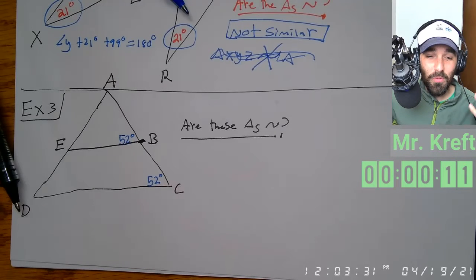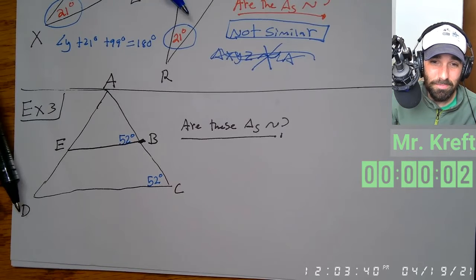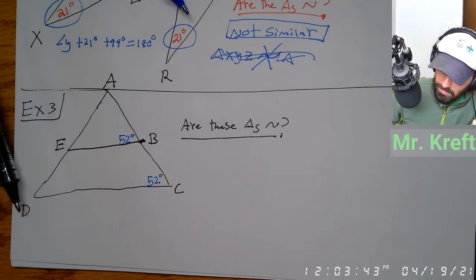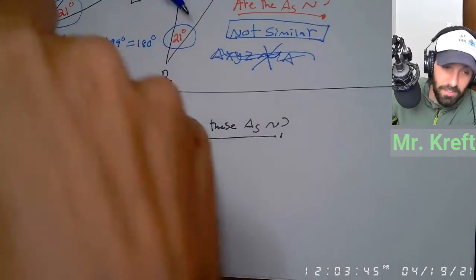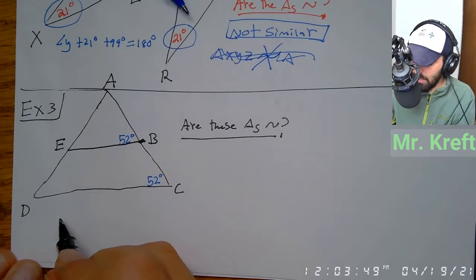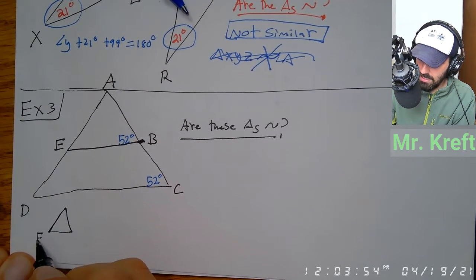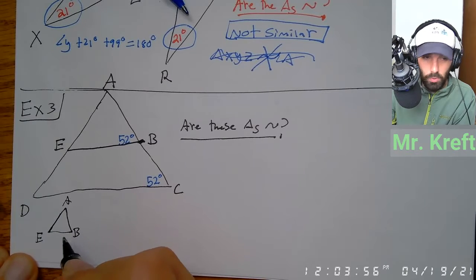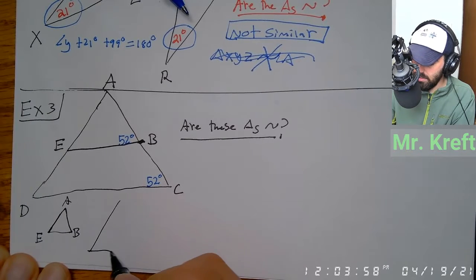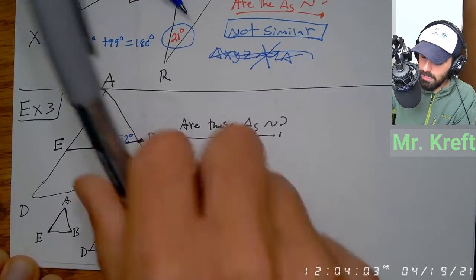All right, so again, we're formulating ideas. Okay, we're formulating ideas, and now we're going to talk about it as a group. Okay, so what's really important here, now some people get really confused when things are on top of things, so it might help to draw a separate picture down below. So here's E, A, B, right? That's the small triangle, and then here is this big triangle, D, A, C.